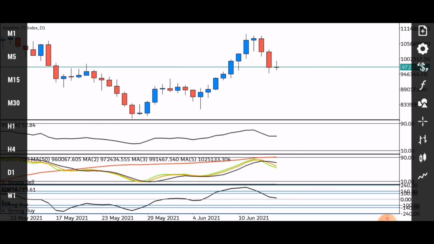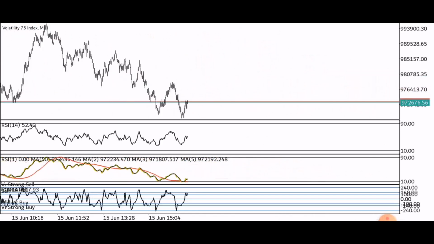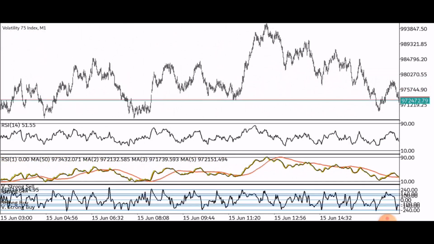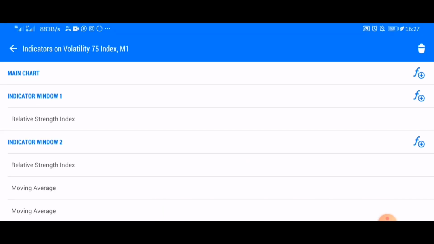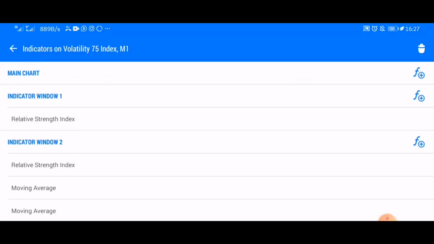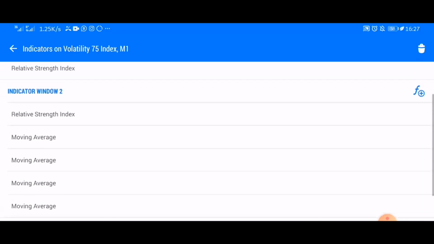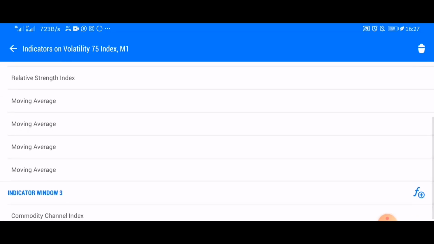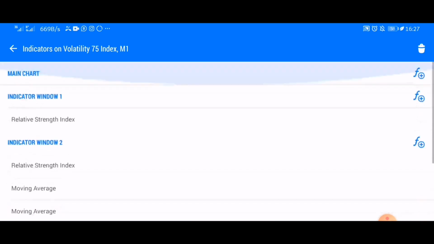Now let's go see the market in the 1 minute time frame and check out the indicator settings for this strategy that I want to share with you, which you can use to gather a lot of pips in the market within a few minutes. For this strategy, we'll be making use of 3 indicator windows. The first indicator window contains the relative strength index, while the second indicator window contains the relative strength index as a background and 4 moving averages on top of it. And the third indicator window contains the commodity channel index.